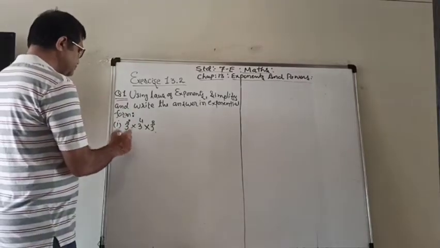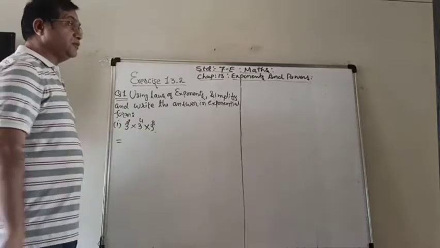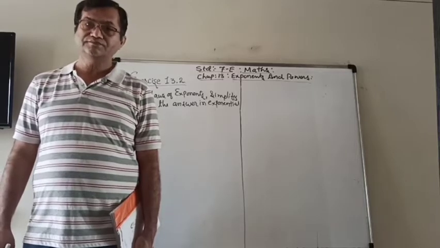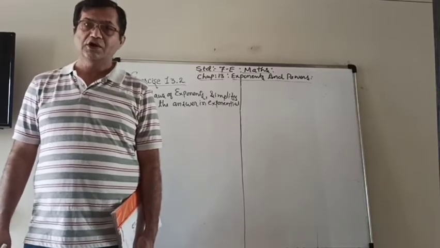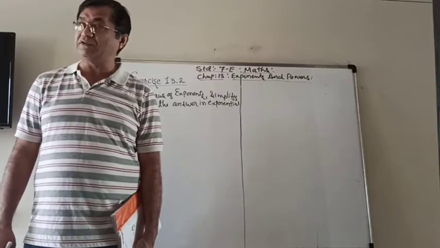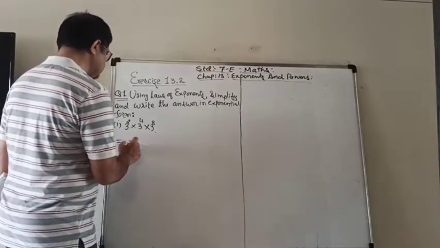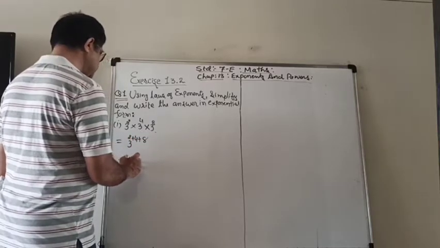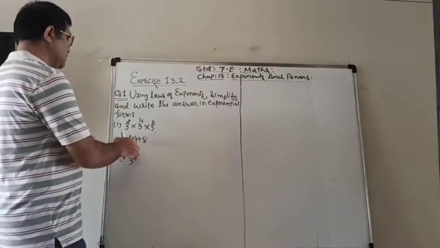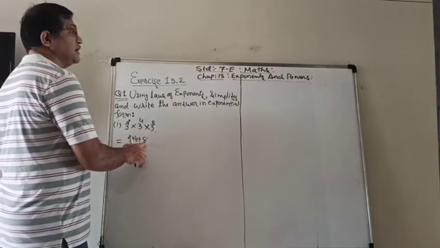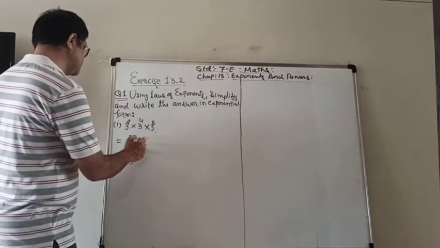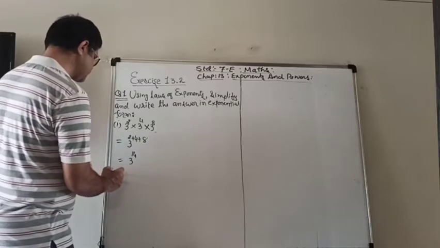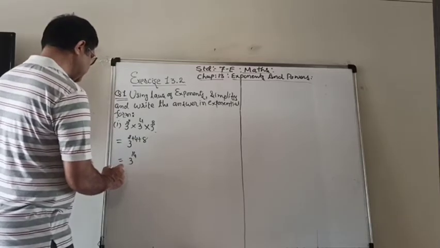Here you can easily see that the bases are equal and there is multiplication. So simply we have to add the powers. So is equal to 3 raised to 2 plus 4 plus 8, is equal to 3 raised to 4 plus 2 is 6, 6 plus 8, 14. So answer is 3 raised to 14. Now take third one.